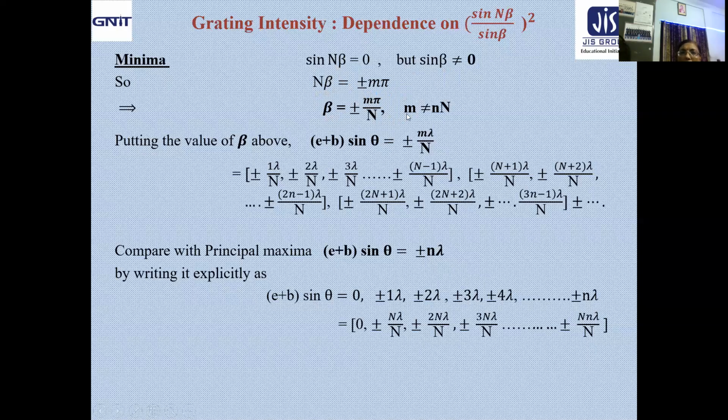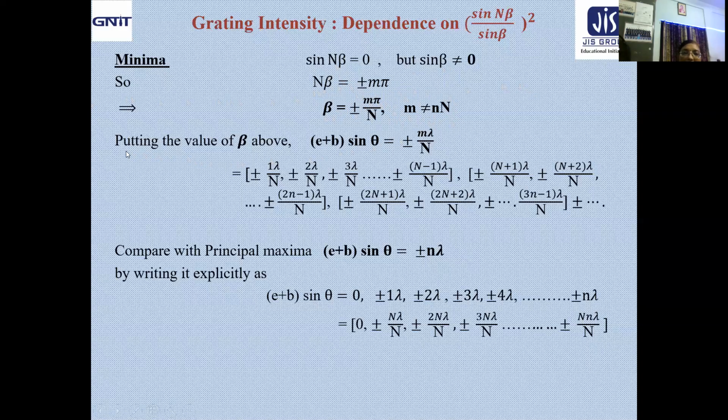It is the order of minima. We will explore the exact orders of m, but about one thing we have to be very sure: that m should not be equal to small n into capital N. Because if m equals small n into capital N, then capital N will cancel out and you will get beta equal to plus minus n pi, which is the condition for principal maxima. So we will not consider m to be equal to small n into capital N.